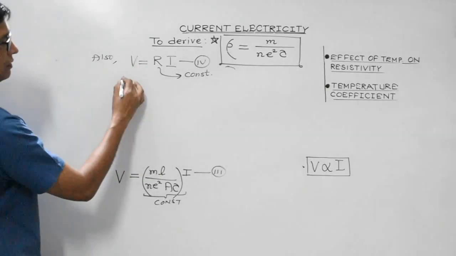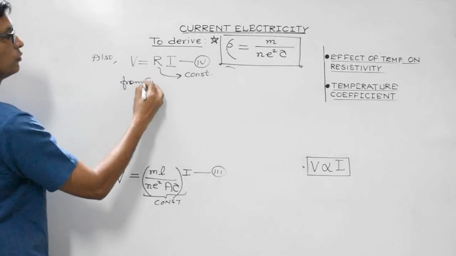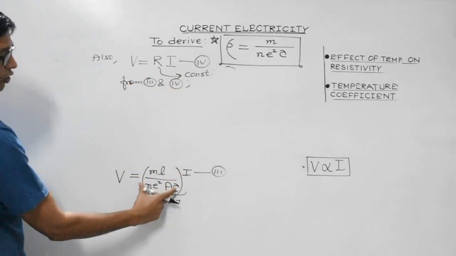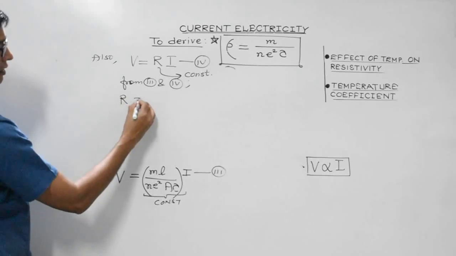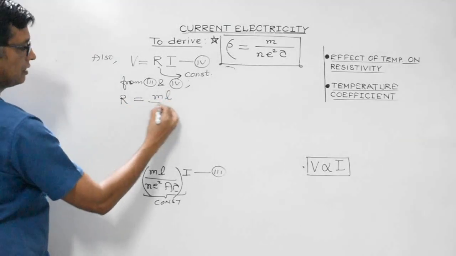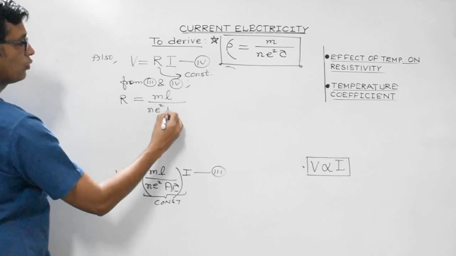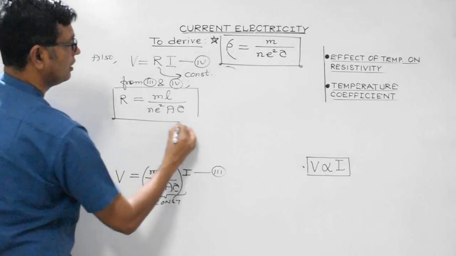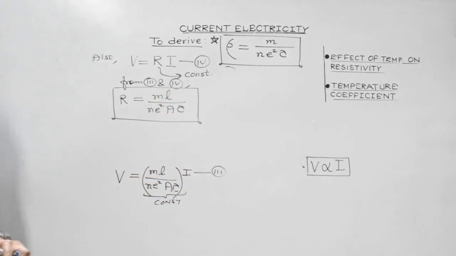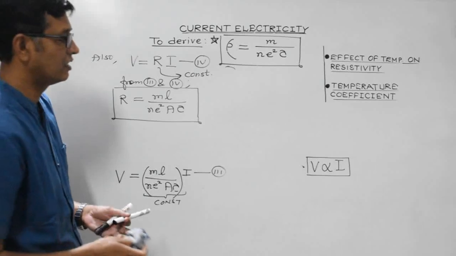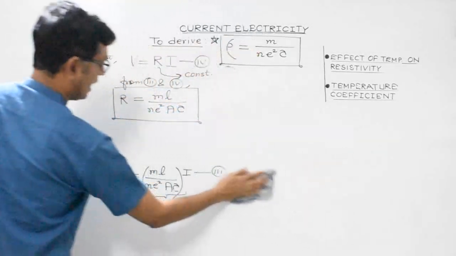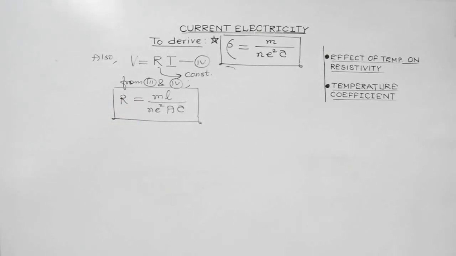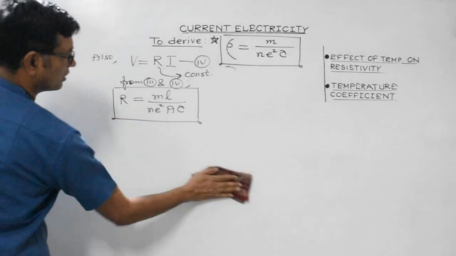So comparing 3 and 4, what you get is, compare these two. So this constant is resistance. So R is equal to ML divided by N E square A tau. This is the expression for the resistance in terms of the average relaxation time. So this is again a very, very important expression, students. You need to remember this.